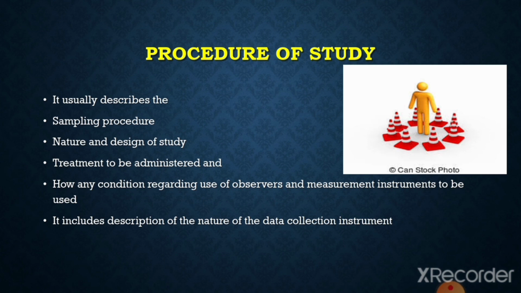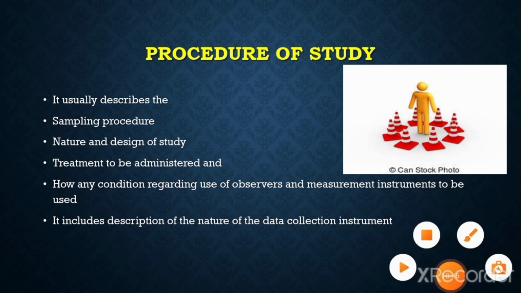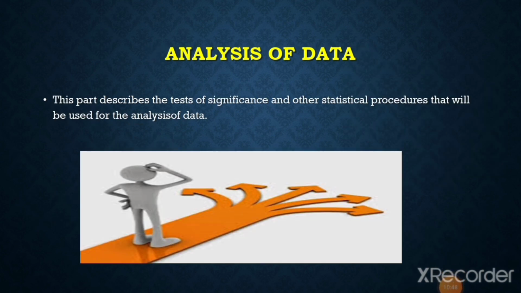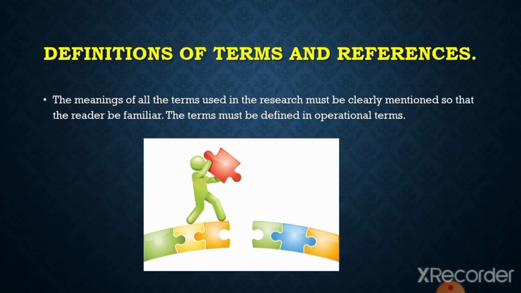Procedure of study. It usually describes the sampling procedure, nature and design of study, treatment to be administered, and any condition regarding use of observers and measurement instrument to be used. It includes descriptions of the nature of the data collection instrument. Analysis of data. This part describes the test of significance and other statistical procedure that will be used for the analysis of data. Definition of terms and references.